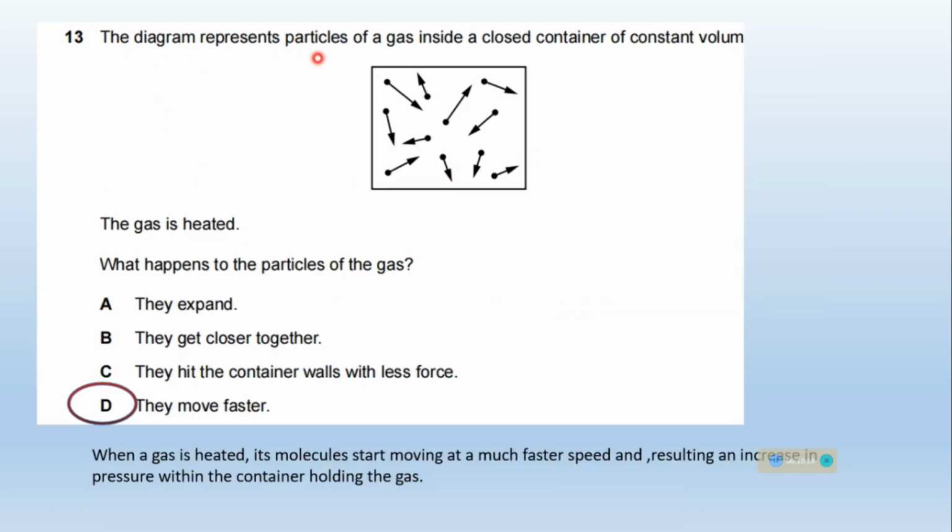The diagram represents particles of a gas inside a closed container of constant volume. The gas is heated. What happens to the particles of the gas? So when a gas is heated, its molecules start moving at a much faster speed, resulting in an increase in pressure within the container holding the gas. So option D is right, they move faster.